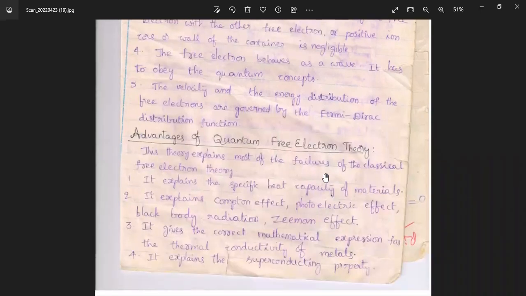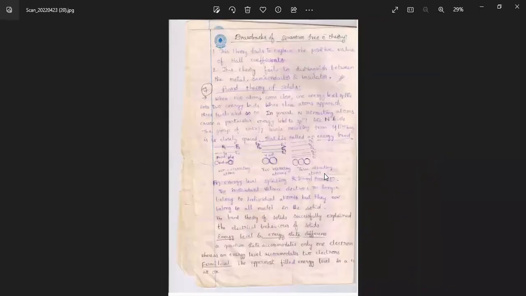What are the advantages of quantum free electron theory? This theory explains most of the failures of the classical free electron theory. It explains the specific heat capacity of materials. It explains quantum effects: the Compton effect, photoelectric effect, black body radiation, and Zeeman effect. All these we won't get in classical free electron theory. It gives the correct mathematical expression for the thermal conductivity of metals. It explains the superconducting property. All these things this quantum free electron theory could explain successfully.